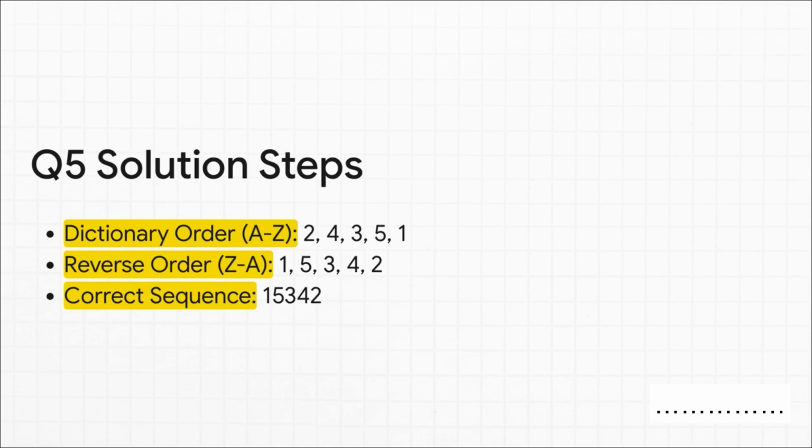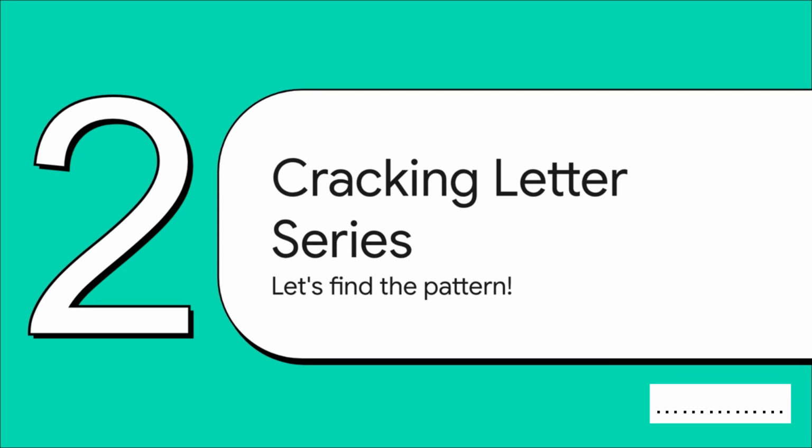But the question asks for the reverse order, so we just read our sequence from back to front. It becomes 1, 5, 3, 4, 2. And there's our final answer, option A. Fantastic work. Dictionary questions should be a cakewalk for you now. So let's move on to our next topic and see how we can crack that.